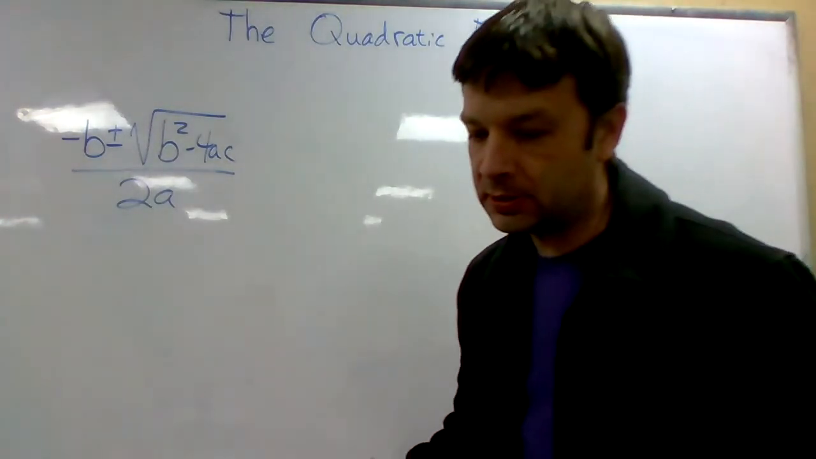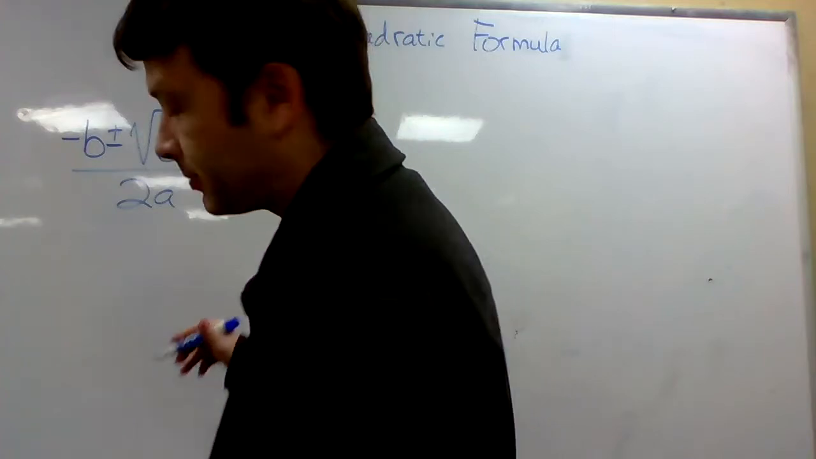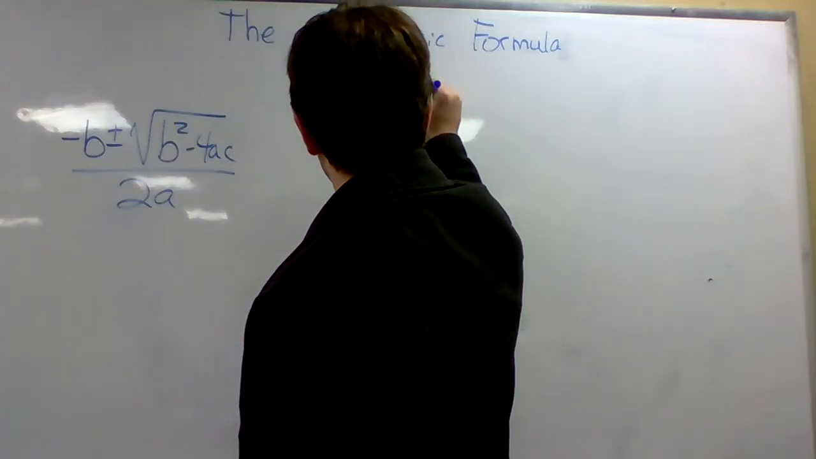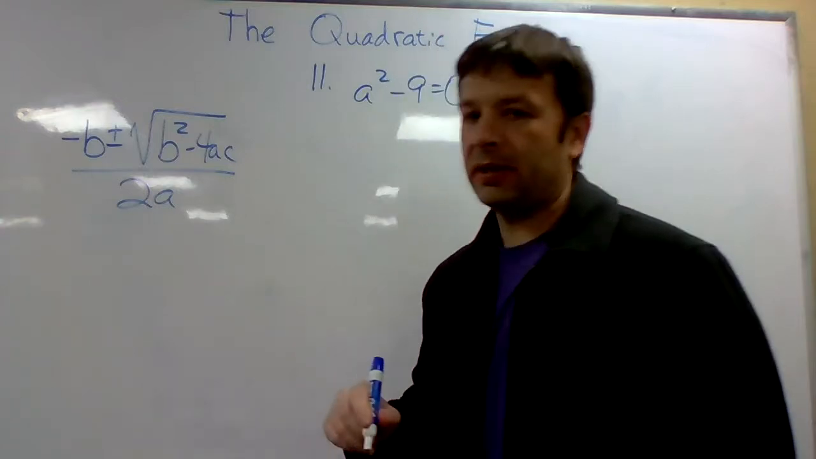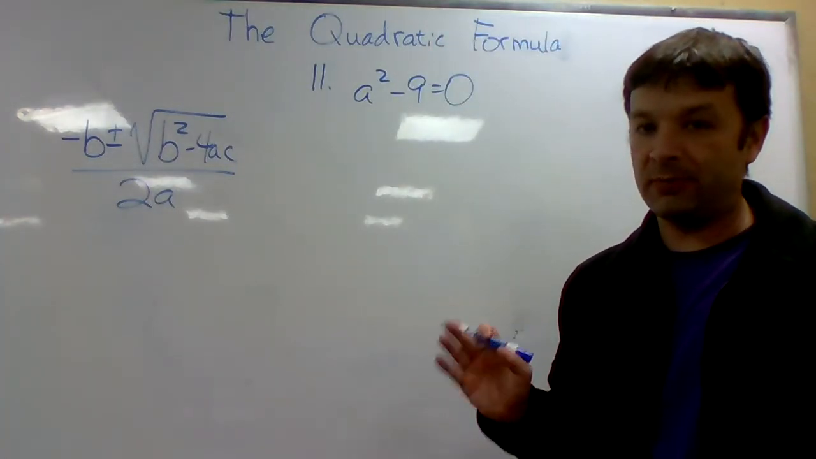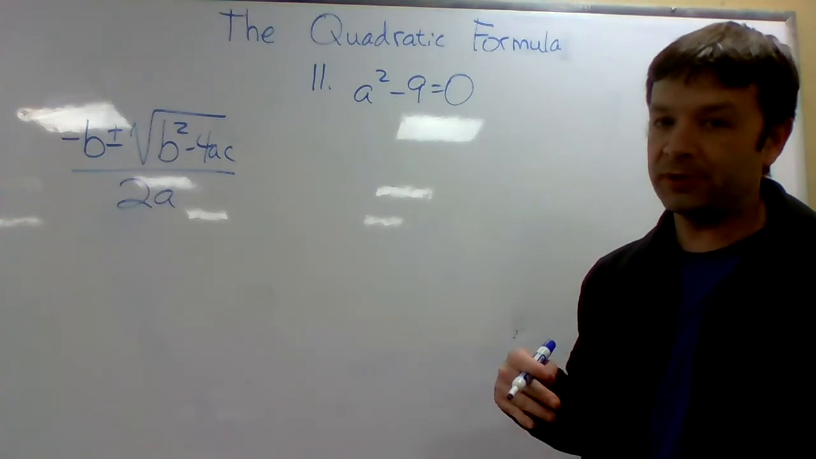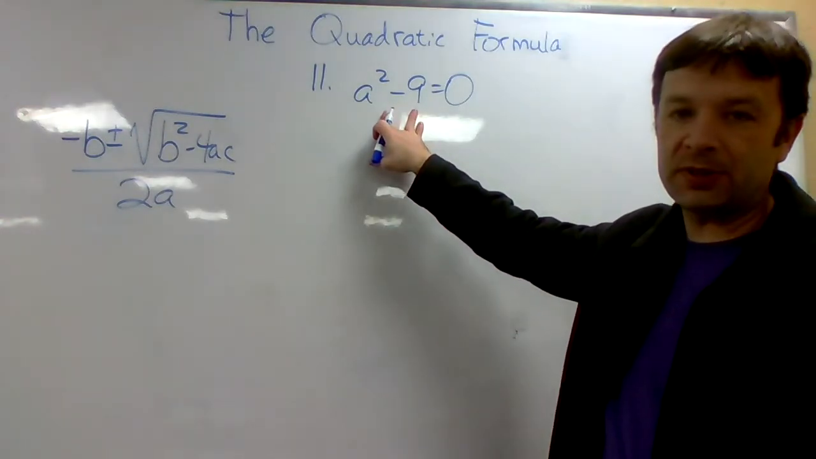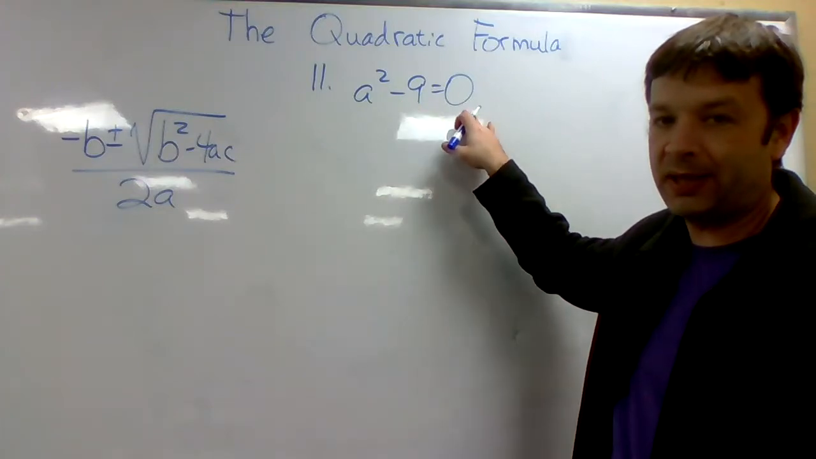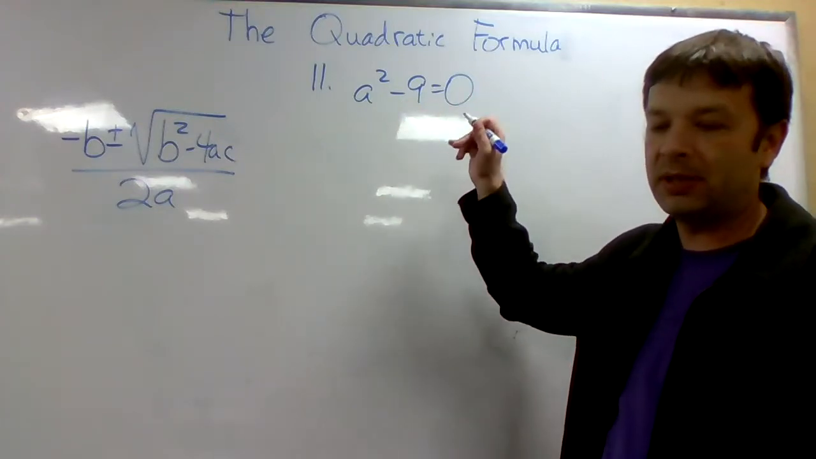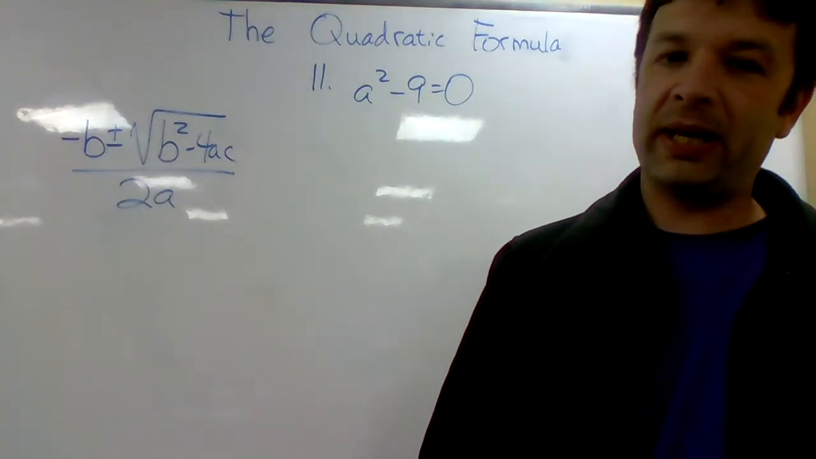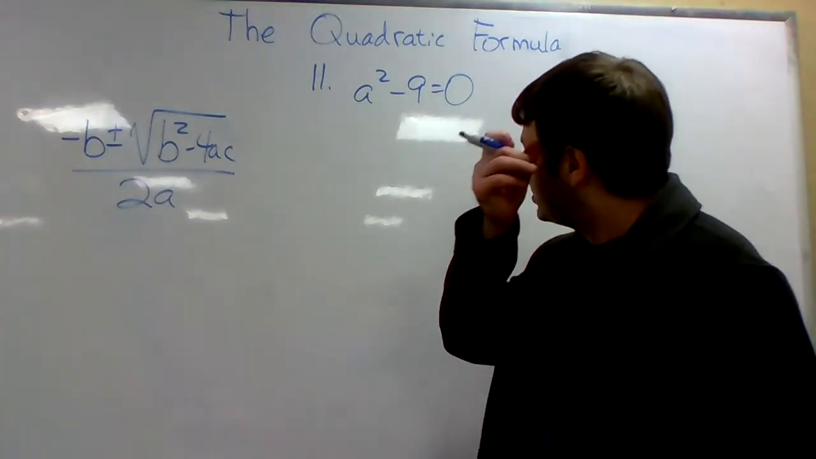Okay, number 11. A squared minus 9 equals 0. Okay, 11 is one of those problems that would be much easier if you remember how to do it on Monday or even Tuesday, both of those methods. Because it factors as a square minus a square, but also you can get a squared by itself by just adding 9 and square rooting both sides. But we're doing the quadratic formula, we're following the directions, and so we're going to do that.